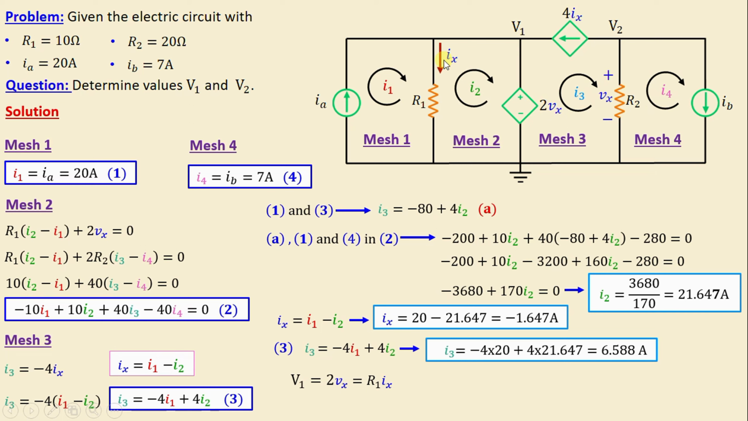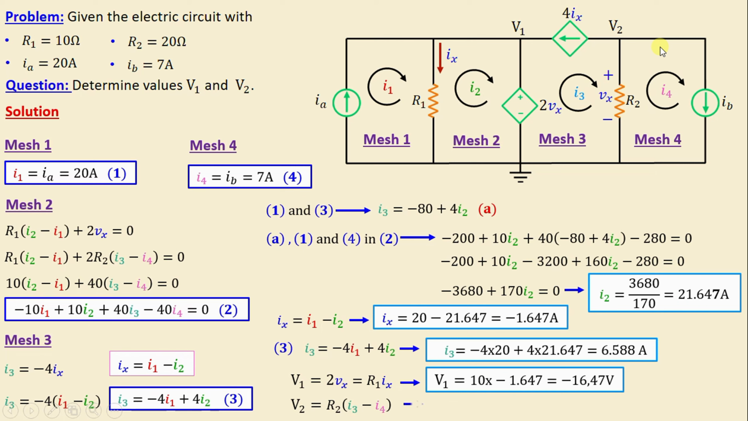Let's move on now to the node voltage V1, which is equal to 2 Vx. And we see that this branch is in parallel with this branch. That means V1 is equal to R1 multiplied by Ix. If we replace R1 and Ix with their numerical values, we obtain V1 is equal to negative 16.47 volts. Let's move on now to the node voltage V2, which is equal to R2 (I3 minus I4). If we replace R2, I3 and I4 with their numerical values, we obtain V2 is equal to negative 8.24 volts.